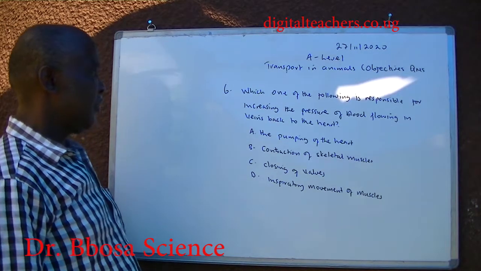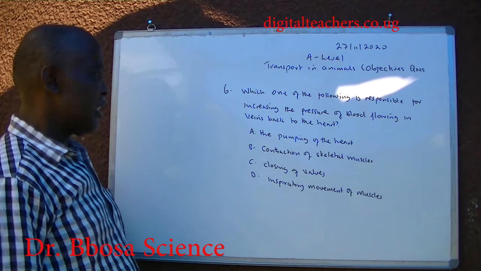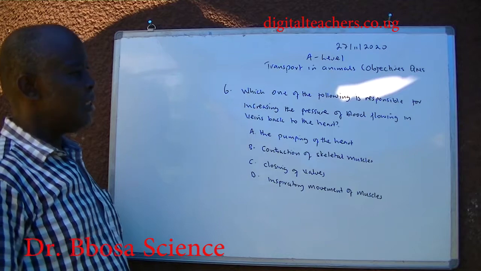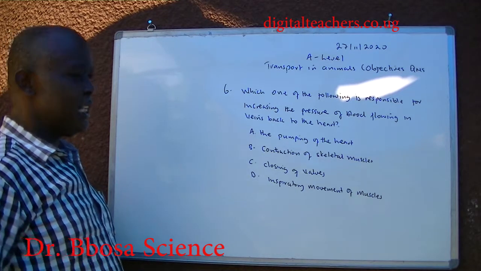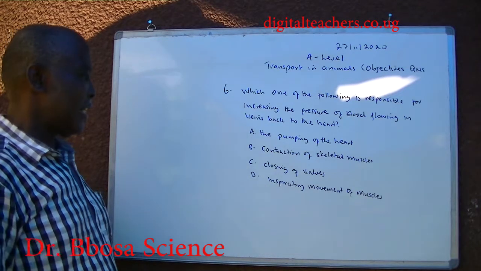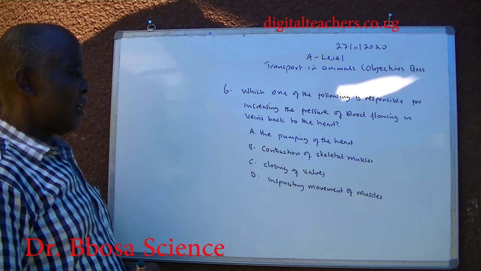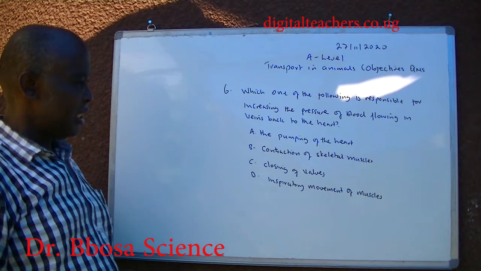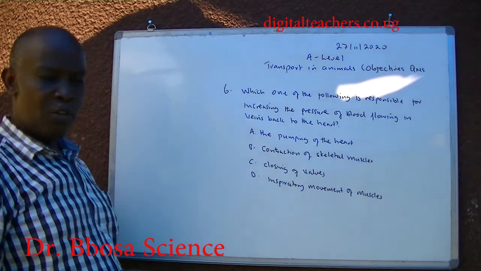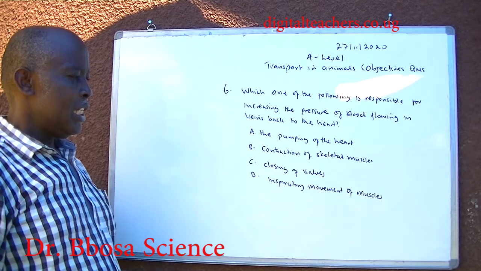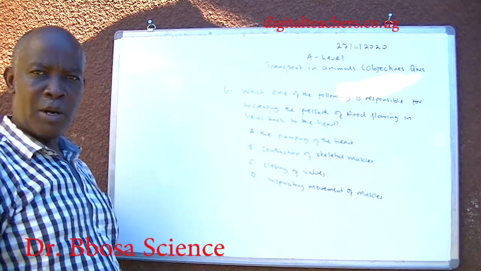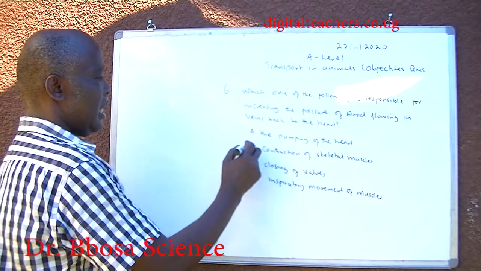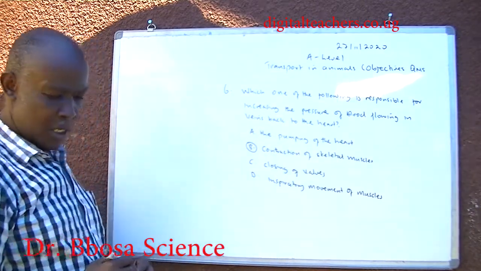Number 6, which one of the following is responsible for increasing the pressure of blood flowing in the vein back to the heart? A. Pumping of the heart. B. Contraction of skeletal muscles. C. Closing of valves. D. Inspiratory movements of muscles. You can pause and answer. The answer is B.